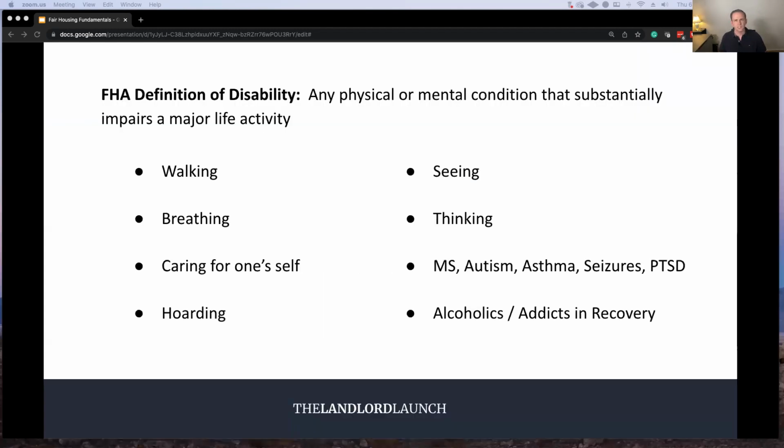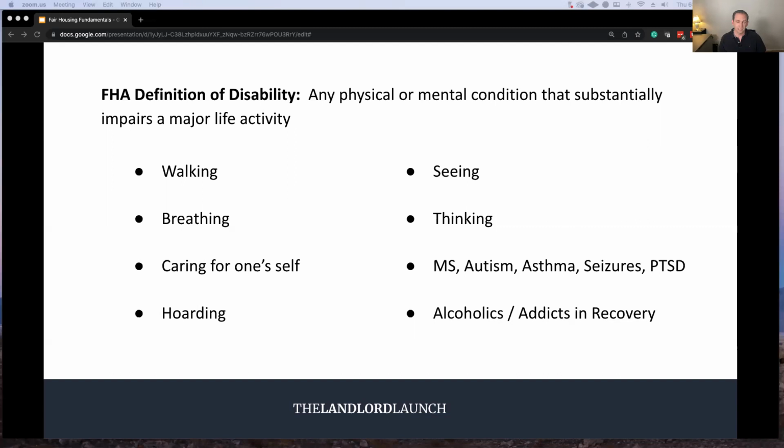Okay, so let's talk about the definition of disability according to the Fair Housing Act. It's any physical or mental condition that substantially impairs a major life activity. So this can be walking, this can be breathing, this is caring for yourself.